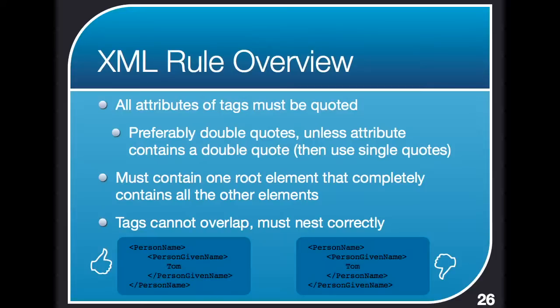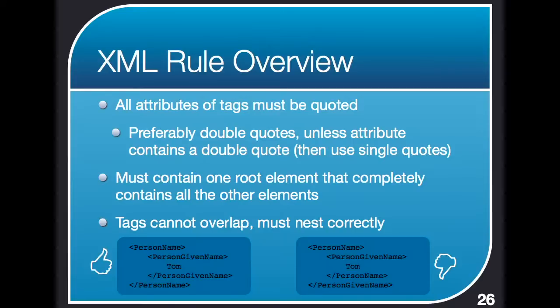And then finally, the tags can't overlap. They need to nest. We saw in our example where we had person, and inside of that was person name, and inside of that was person given name. It's important that the tags don't overlap. If you were going to draw brackets, lines connecting the tags out on the left margin, they wouldn't cross each other. And you can see a good example and a bad example at the bottom of the slide.